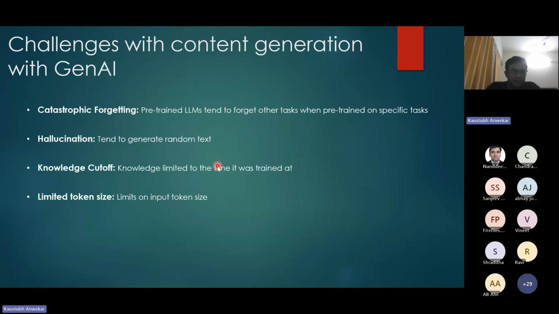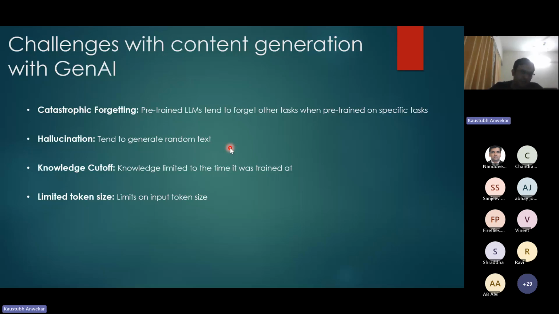Now, these are some challenges with content generation with GenAI. Catastrophic forgetting, that is, if you train the model on a specific task, it will be good at answering that, but it won't be that good at answering other tasks. Hallucination, of course, it generates random text. You ask it to do something and it just simply hallucinates. It starts predicting something else that you're not looking for.